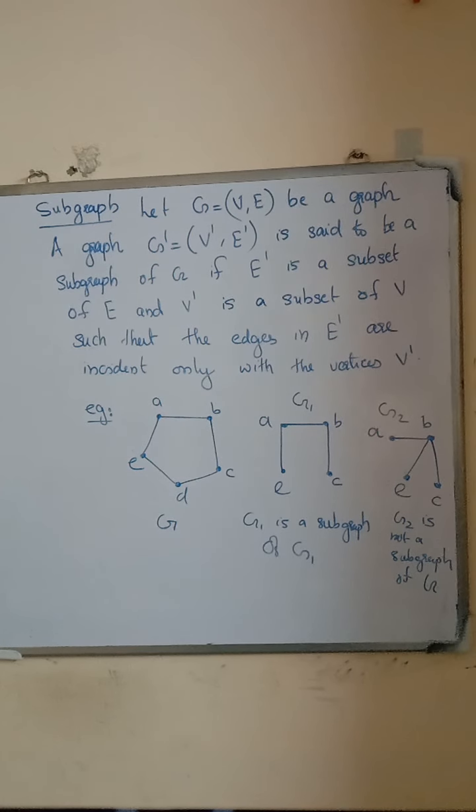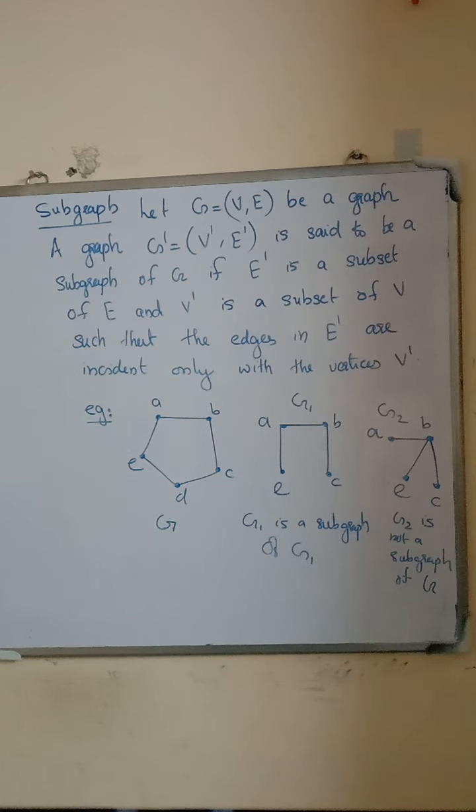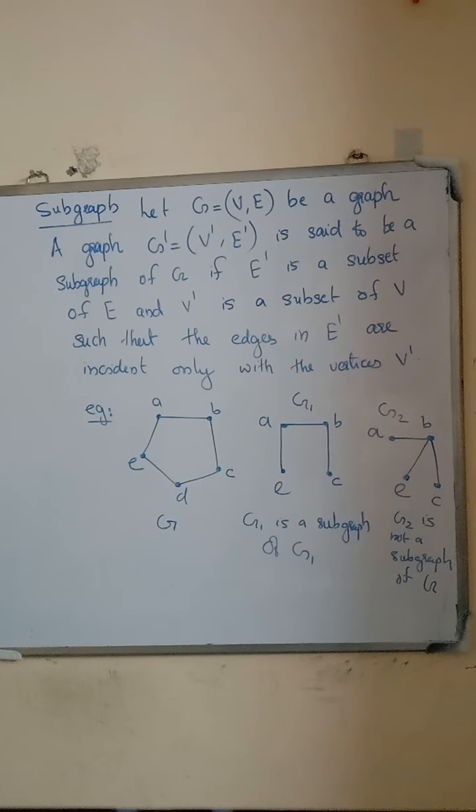Now we define the term subgraph. Let G = (V, E) be a graph with vertex set V and edge set E. Its subgraph is G' = (V', E') with vertex set V' and edge set E'. If it is a subgraph, E' is a subset of E and V' is a subset of V, which says that the edges of E' are incident only with the vertices of V'.